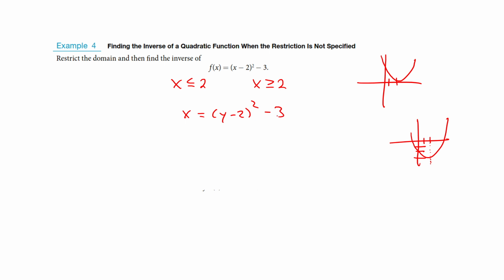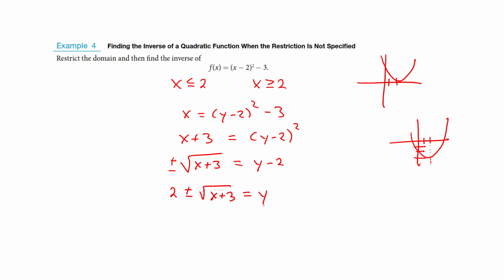Okay, so I need to get the problem part alone. I need this part by itself. So I'm going to add 3 over there. Now I'm going to square root both sides. But when I do, I'm creating plus or minus. Now let's finish by sending the 2 over to the other side. And here's what I've got. I've created something that is not a function. This isn't a function. So what am I going to do?